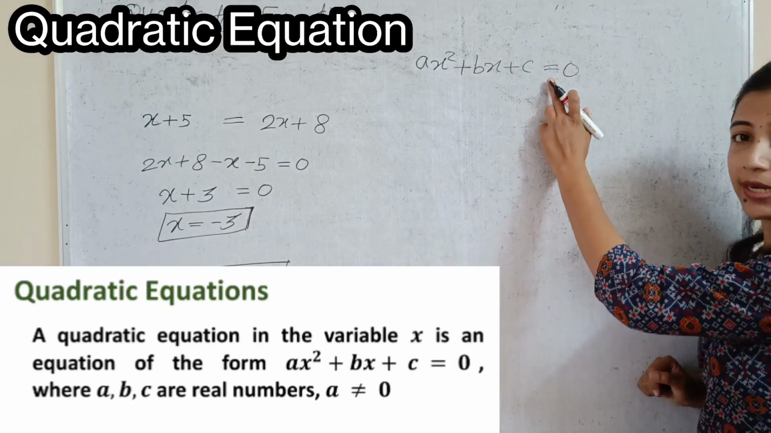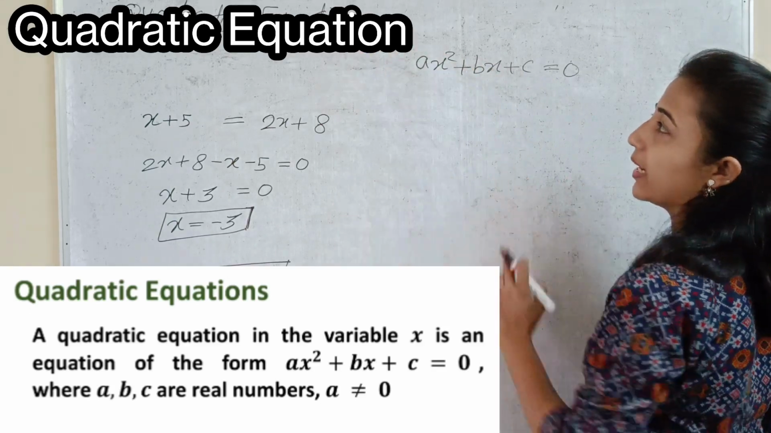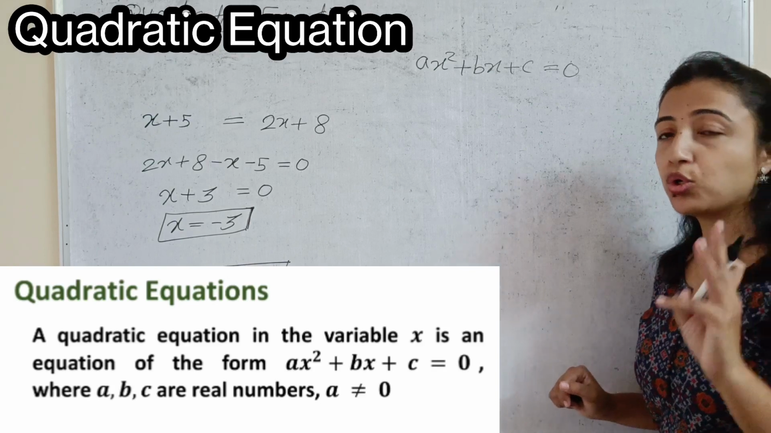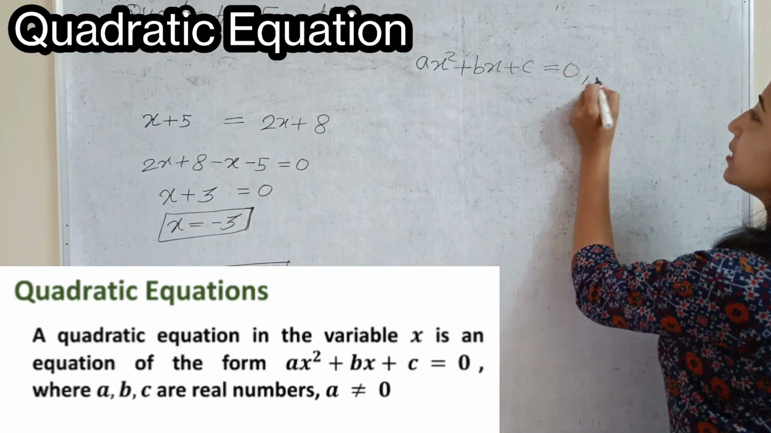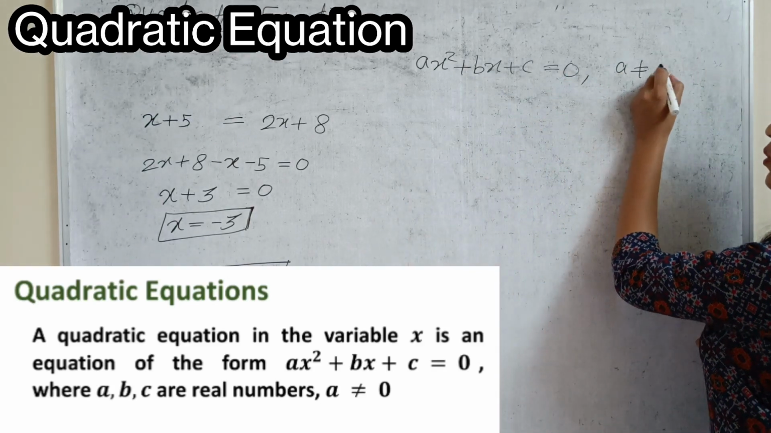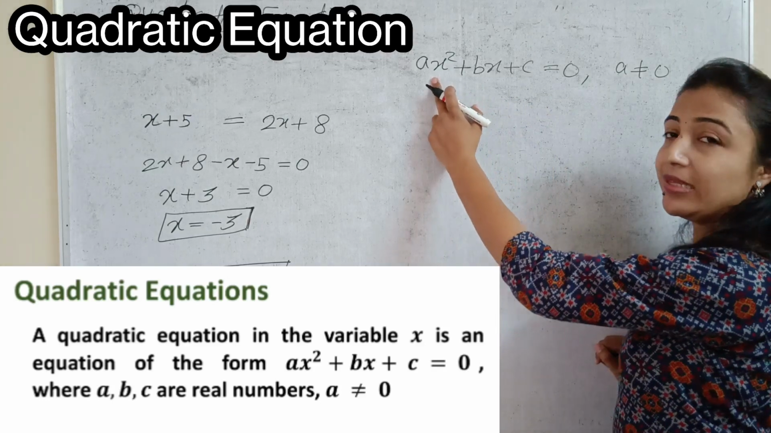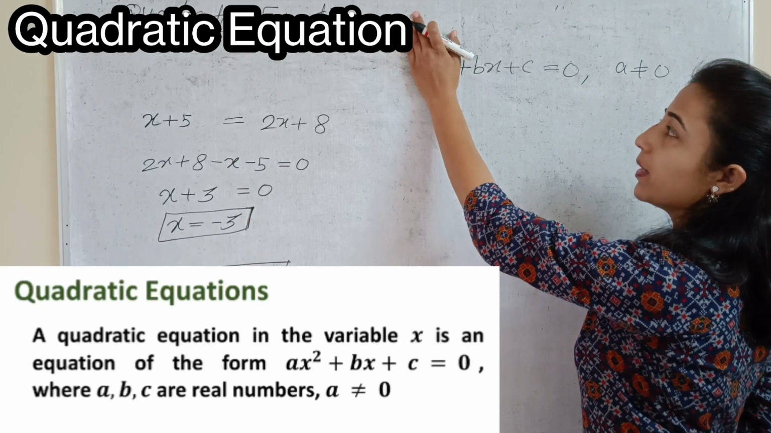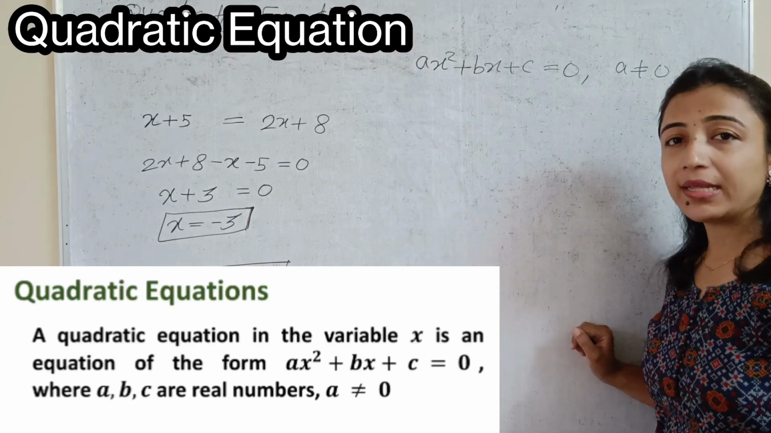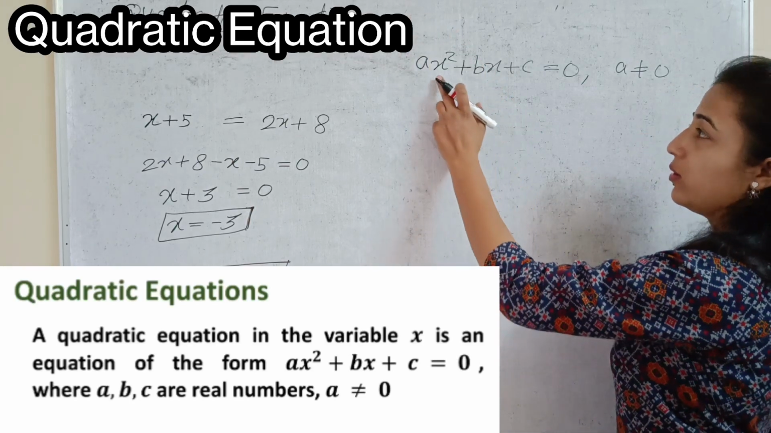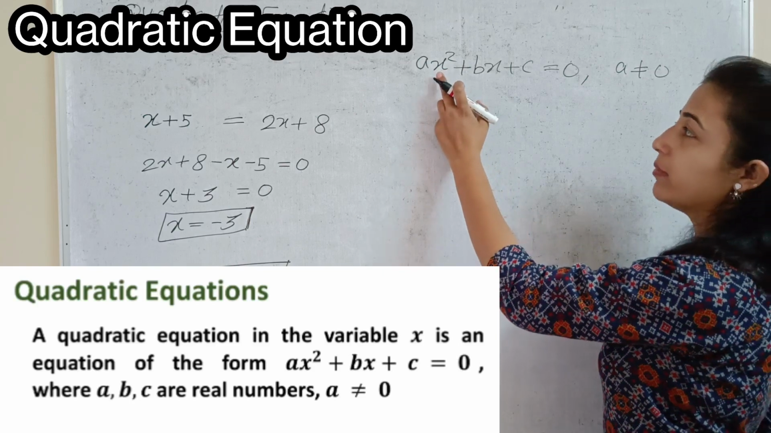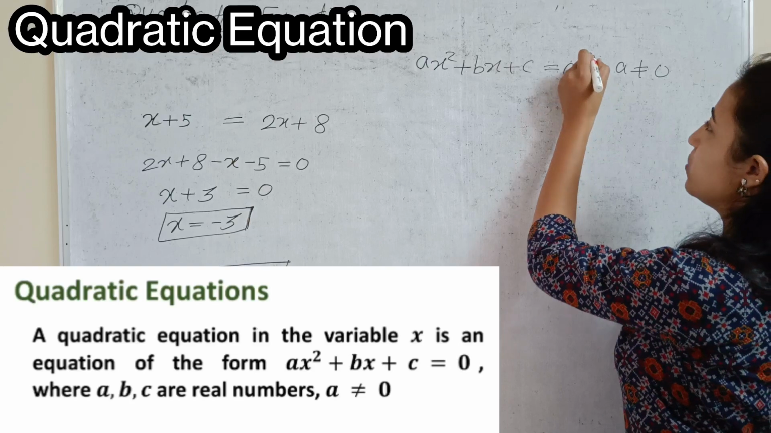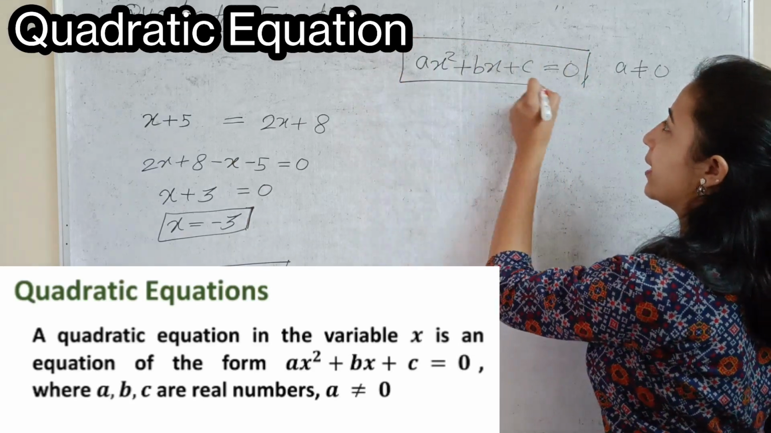See, here it contains equal to, so that's why we say equation, and it is quadratic because the highest power of the variable is 2. And here the condition is a is not equal to 0. If in case a is 0, then the highest power of x becomes 1, and then it becomes a linear equation. So since we are dealing with quadratic, it must contain the highest power of x as 2. So this form of equation is called the quadratic equation.